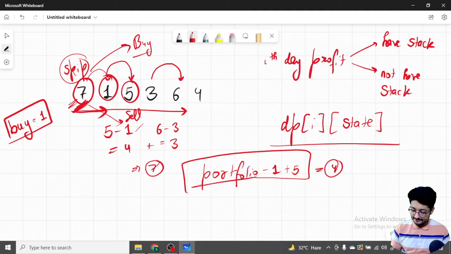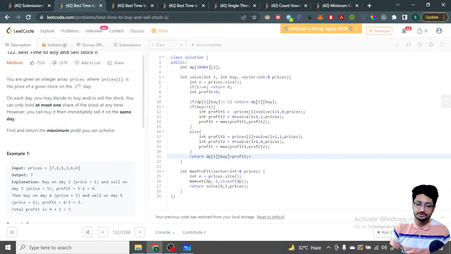So what I hope you understand is that if you buy some stock, the total profit you have will decrease. And if you sell some stock, the total value of the portfolio will increase. And that is the overall thing that you have to keep track of. So let's move on to the solution part so that it will become more clear to you.